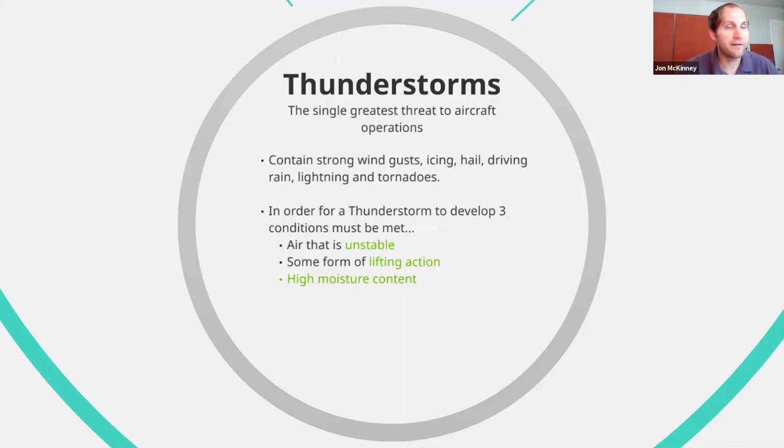All right, so there it is. This is a very important question. You'll see this one again and again. 3 ingredients to form a thunderstorm: unstable air, a lifting force, and moisture. You got to have those 3 things to form a thunderstorm.